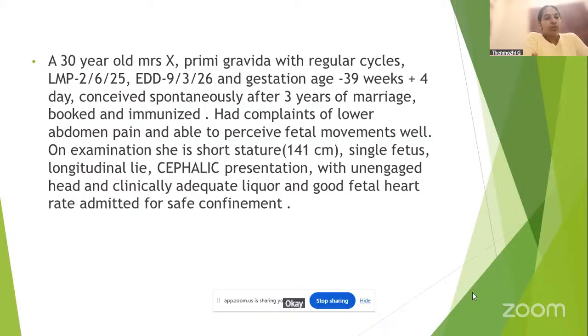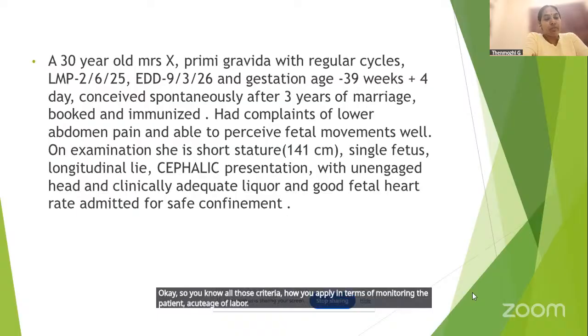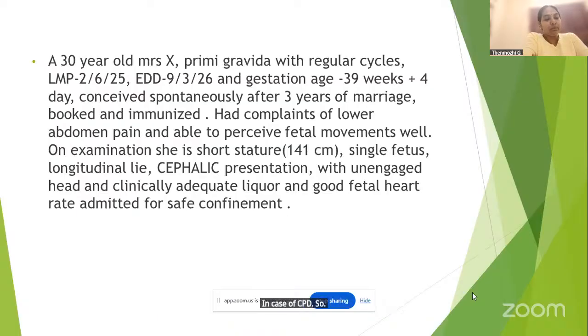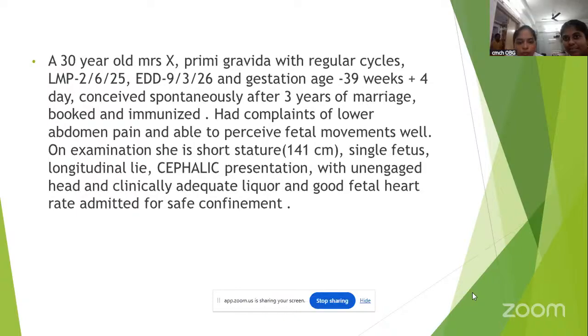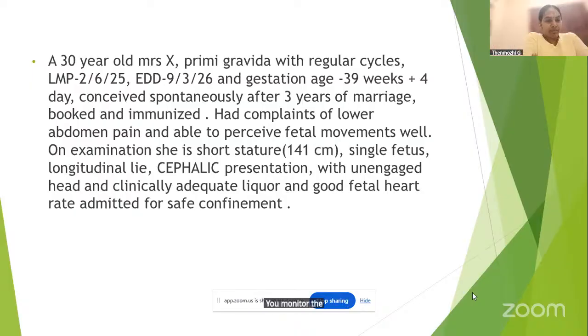Okay. So you know all those criteria. How do you apply them in monitoring the patient in the first stage, second stage, then third stage of labor in case of CPD, trial of labor? On applying, monitor the labor. Pulse rate, BP monitoring, ma'am. So how do you monitor the descent of labor, the descent of the head?